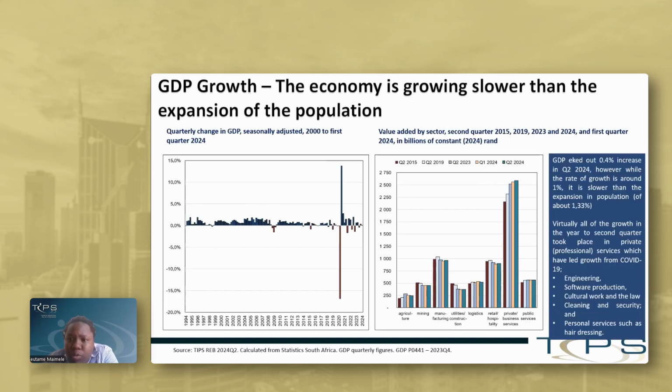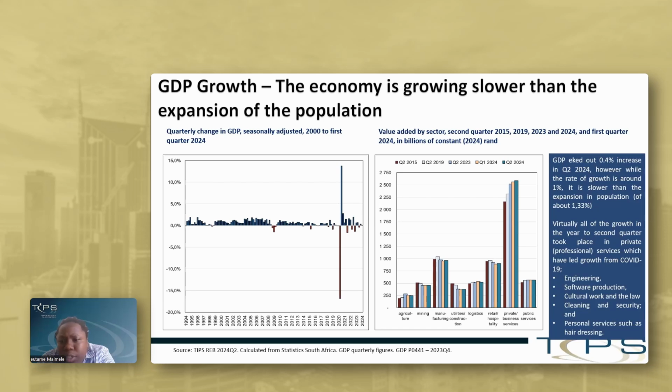So to start off with, in the second quarter of 2024, we've seen GDP increasing by 0.4%, and that increase is actually lower than the expansion of the population of around 1.3%. So the economy is growing slower than the expansion of the population in the South African case.